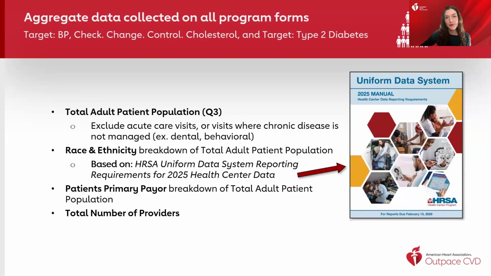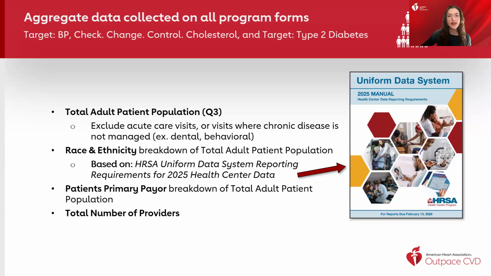The demographic information collected, as I mentioned, is identical across programs and can be copied and pasted from one form to the other. We're going to ask you for your total adult patient population. This should be looking at patients with a visit in 2025 where their chronic disease risk factors could be managed. So, for example, you're going to want to exclude visits like acute care visits where hypertension would not be diagnosed or managed for target BP.